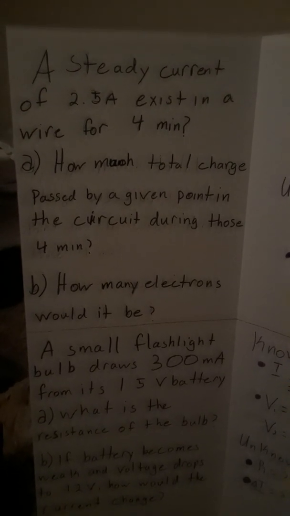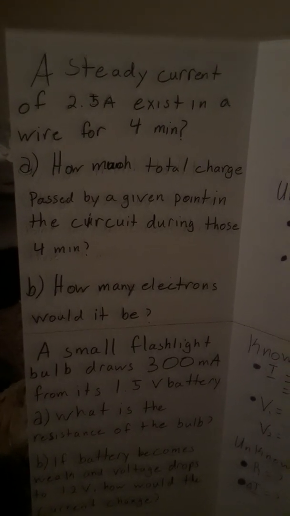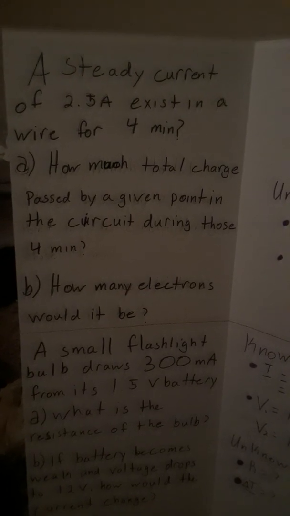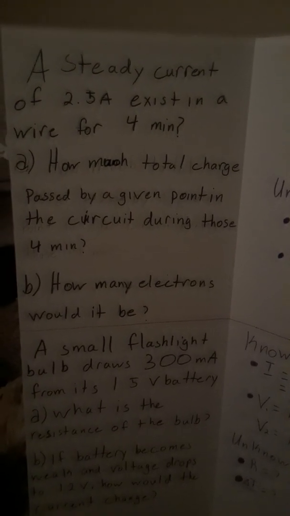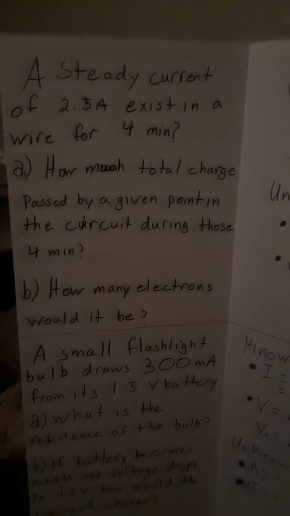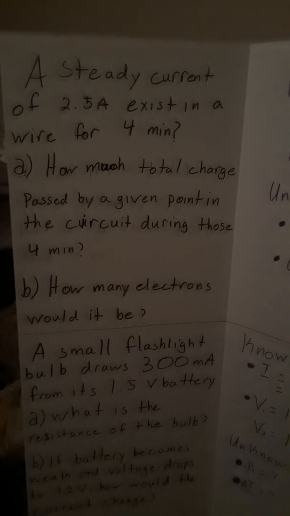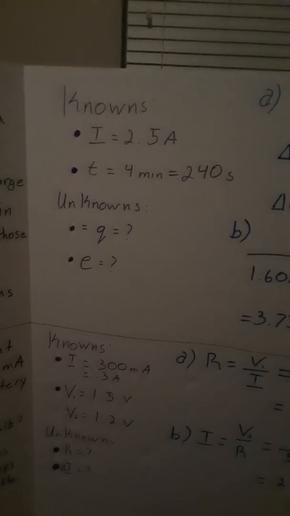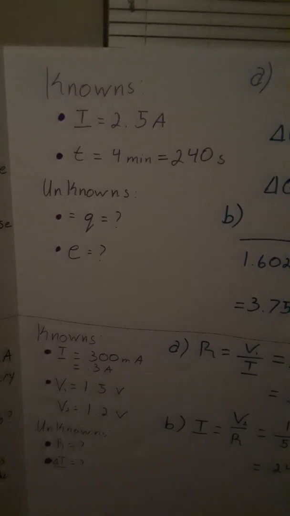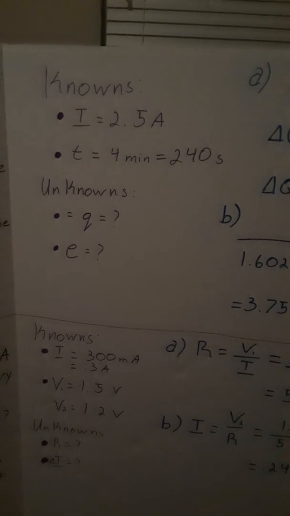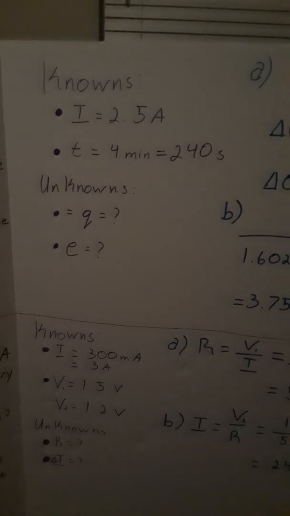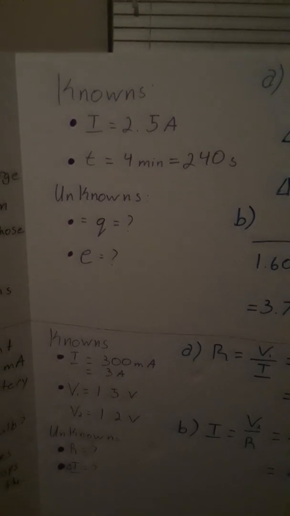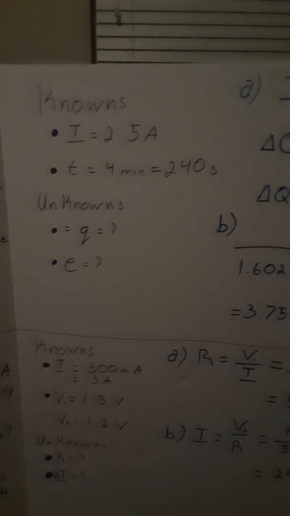A steady current of 2.5 amps exists in a wire for 4 minutes. Part A, how much total charge passed by a given point in the circuit during those 4 minutes? Part B, how many electrons would it be? Our knowns are as follows: the current, which is 2.5 amps, and the time, which is 4 minutes, or 240 seconds. Our unknowns are the charge and the number of electrons.